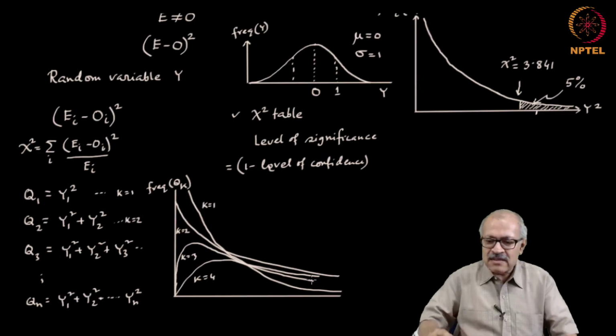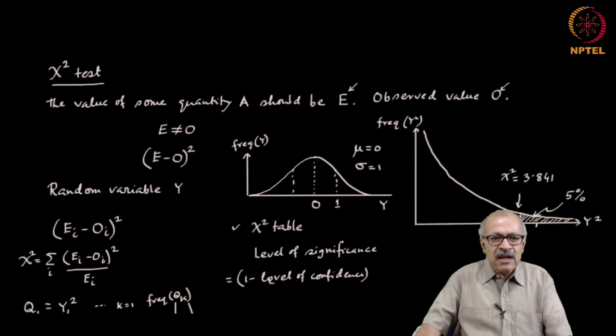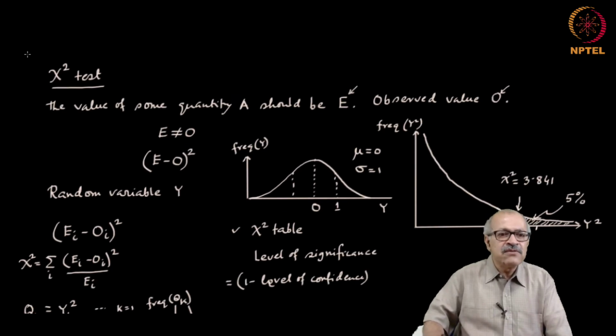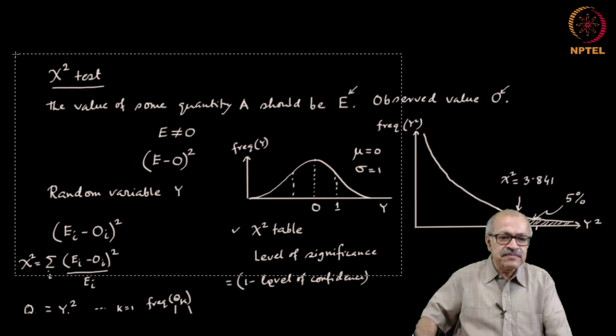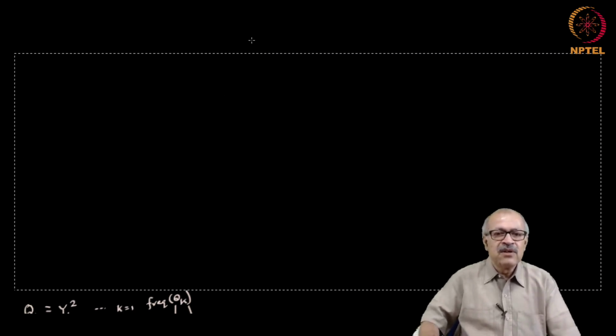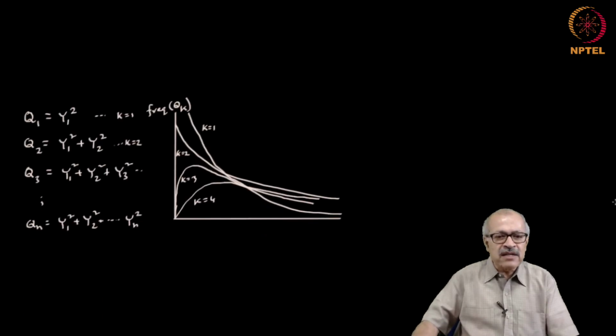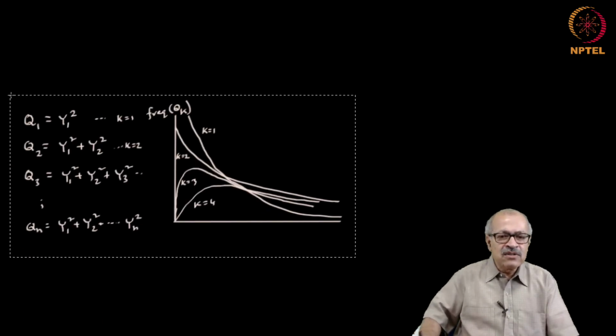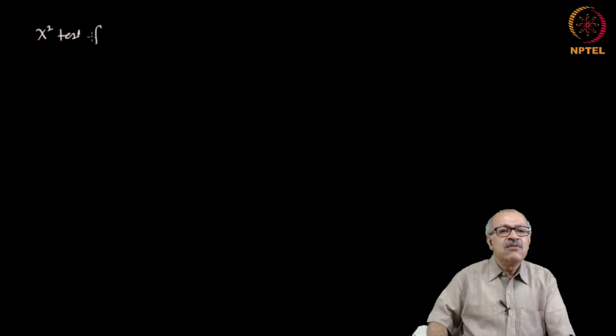So, let me illustrate how this is actually done. Now, there are, let me clear this off. There are situations where we try to test how certain elements belong to categories. So, sometimes we test for categories. So, let us write it: chi-square test for categories.